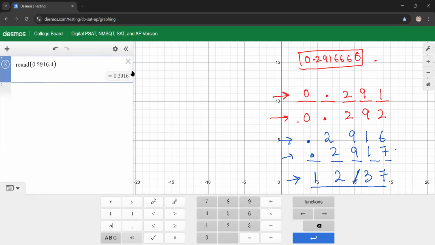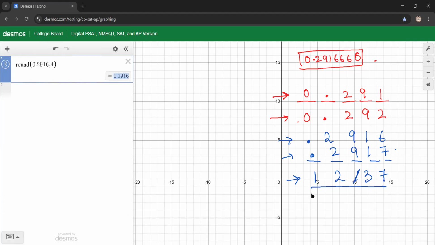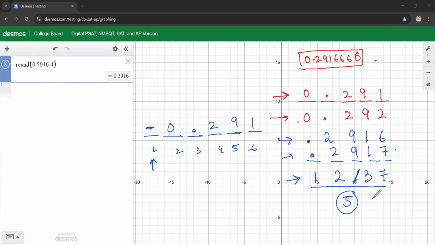Let's say you want to round to 4 places. You can write 0.2916. Do not exceed 5 characters, write only 5 characters. And if your answer is negative, then you can write 6 characters. Let's say you have the same value, but it is negative. So you can write negative 0.291. So 1, 2, 3, 4, 5, 6. An extra character for the negative sign. Only 5 characters for a positive answer, 6 characters for a negative answer. That's an extra character for a negative answer.